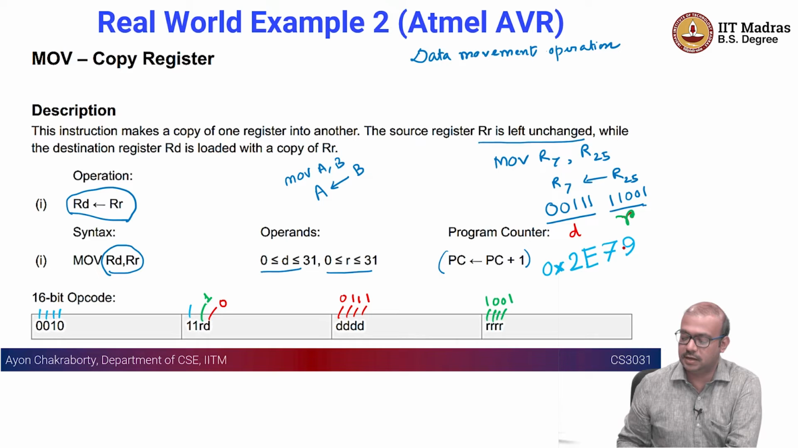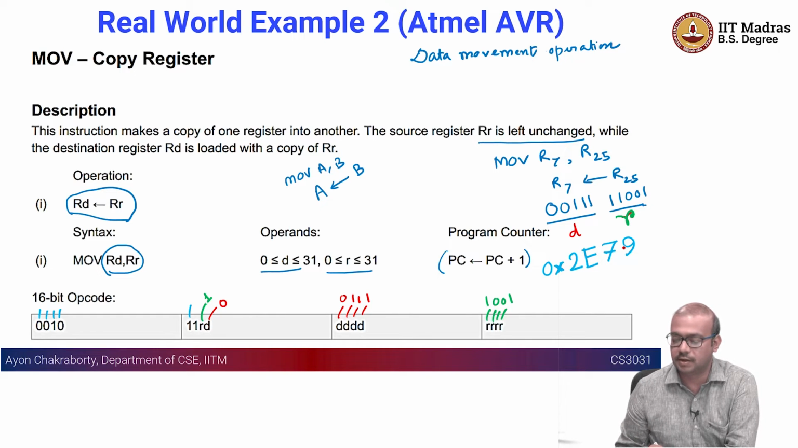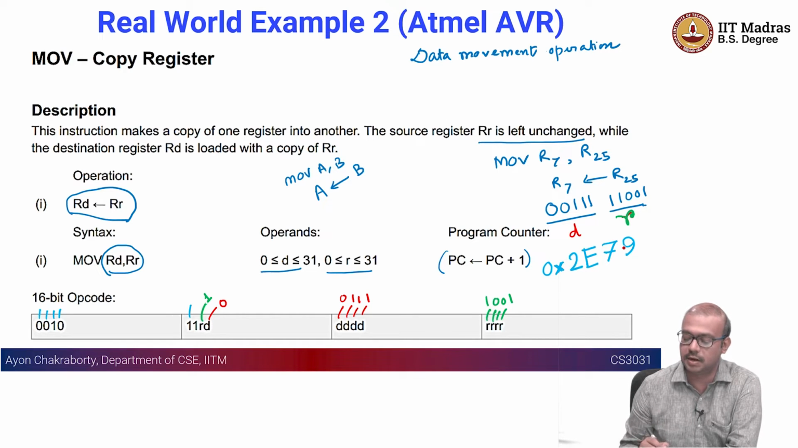So if I want to do move R7 comma R25 in the machine code, or it passes through an assembler, the assembler is going to tell that this is going to be the output or the corresponding machine code for that instruction.